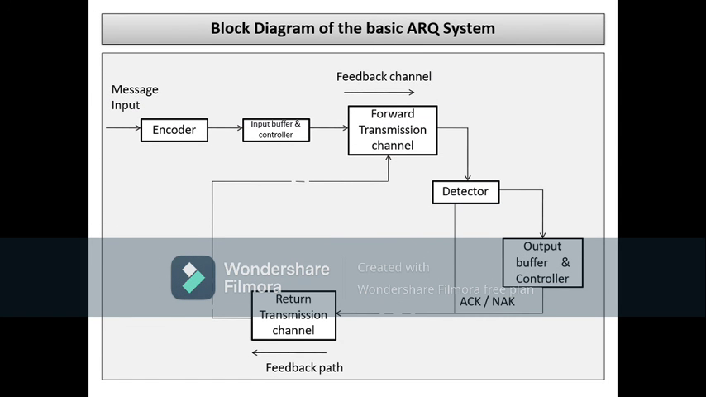Block diagram of a basic ARQ system. The message is sent to the encoder, encoder input buffer and controller. Then the message is passed through the forward transmission channel. Then the message is detected and sent to the output. If an acknowledgment or a retransmission request occurs, then it is returned through the feedback path to the forward transmission channel.